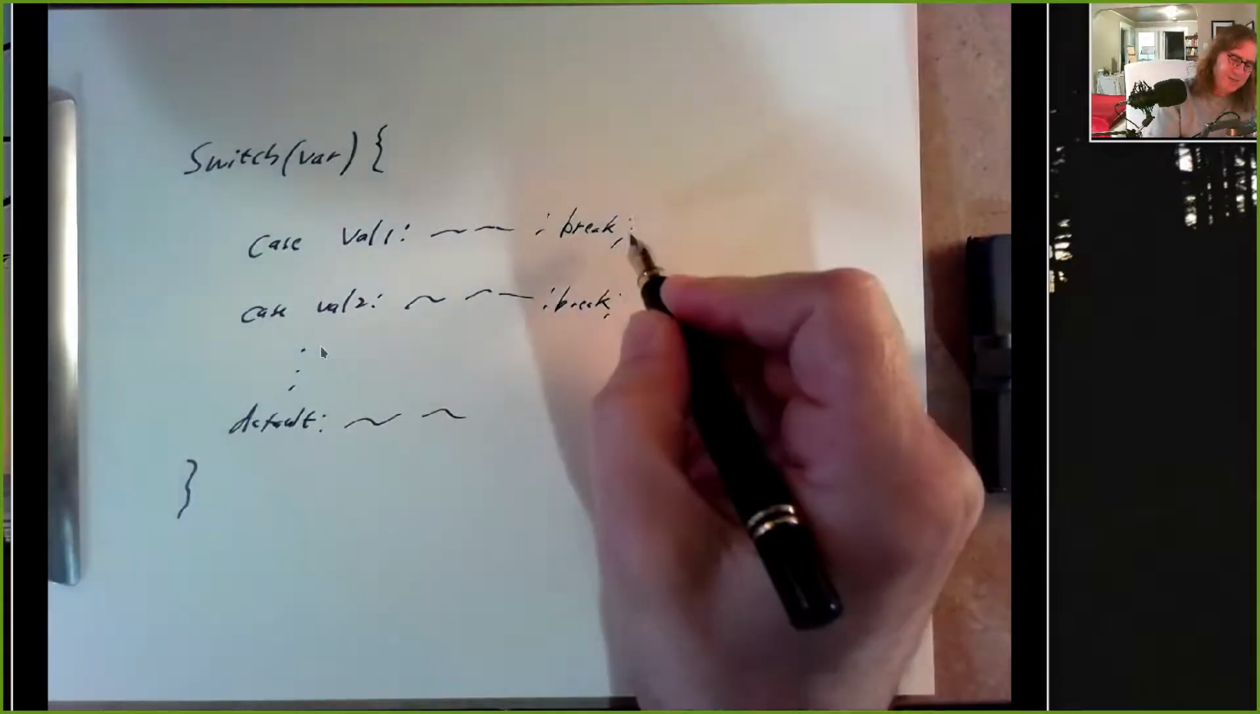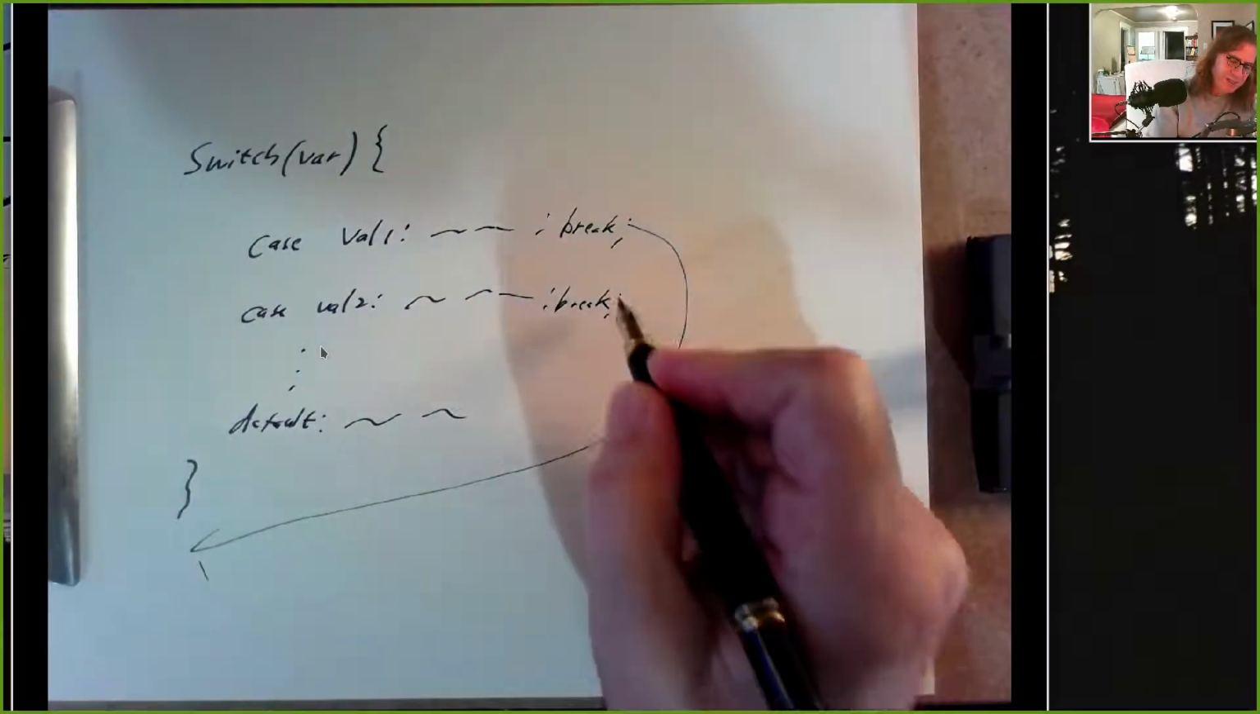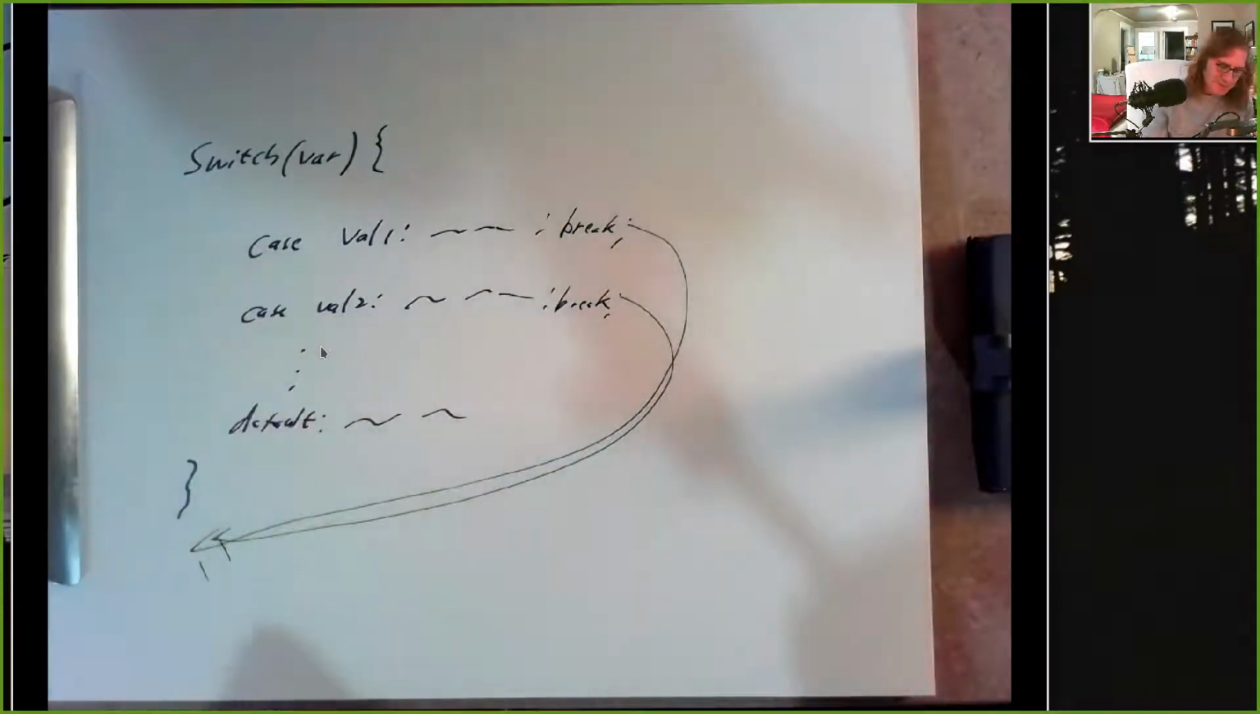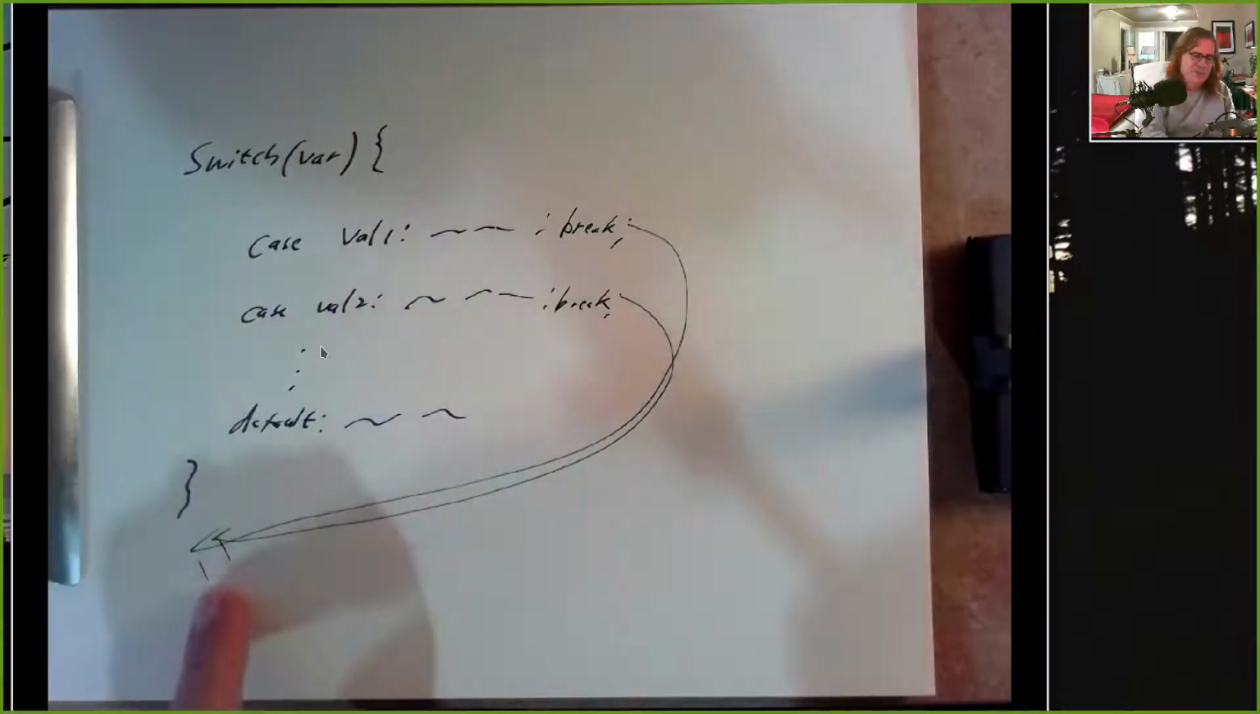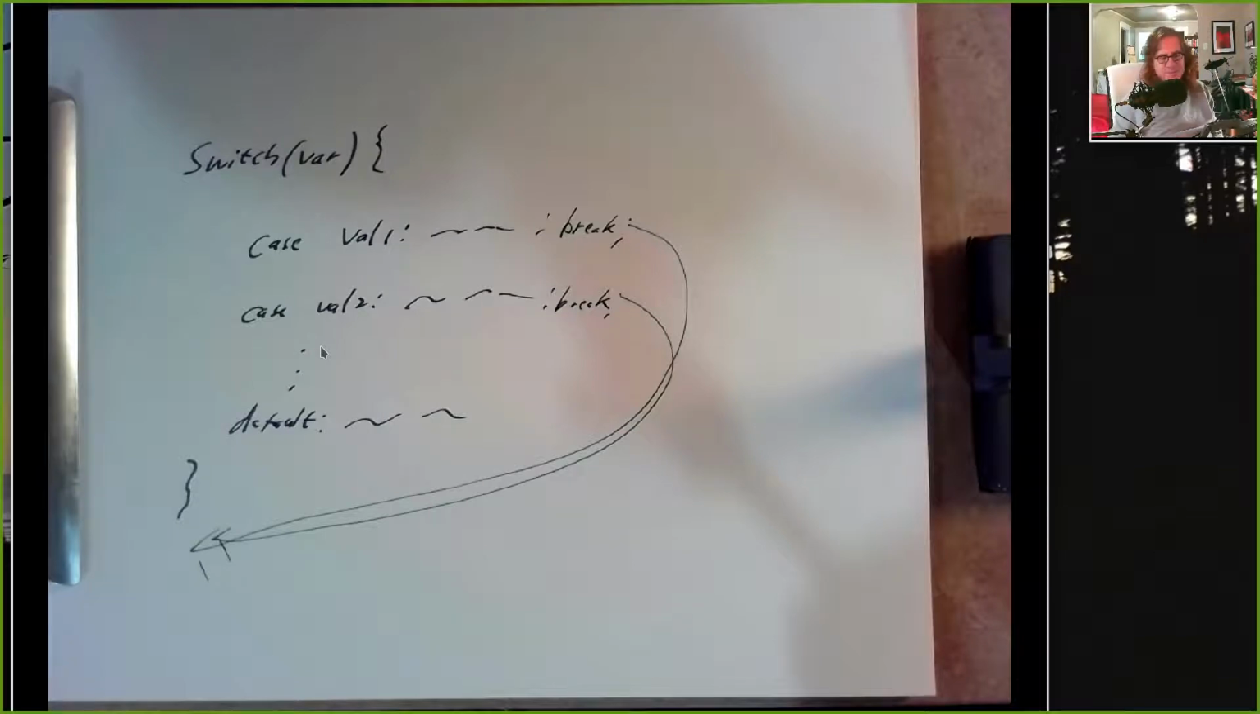So normally, what you see at the end of all of these statements is a break. And a break statement says, jump down outside the block I'm currently in. So if you're in a for loop or a while loop, break takes you outside the loop. If you're in a switch statement, it will jump down outside of the switch.